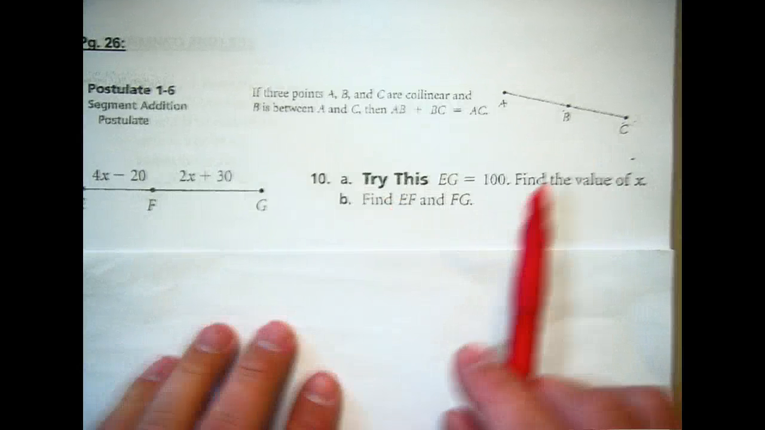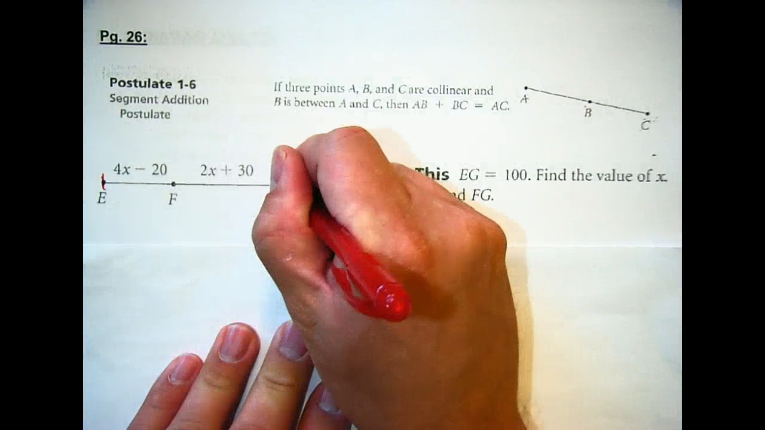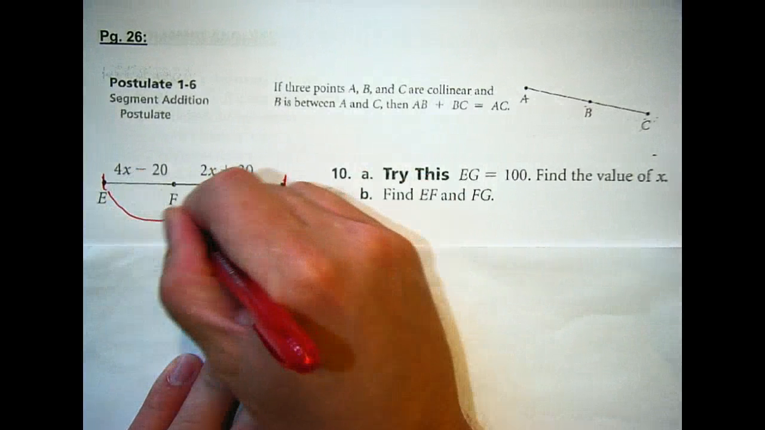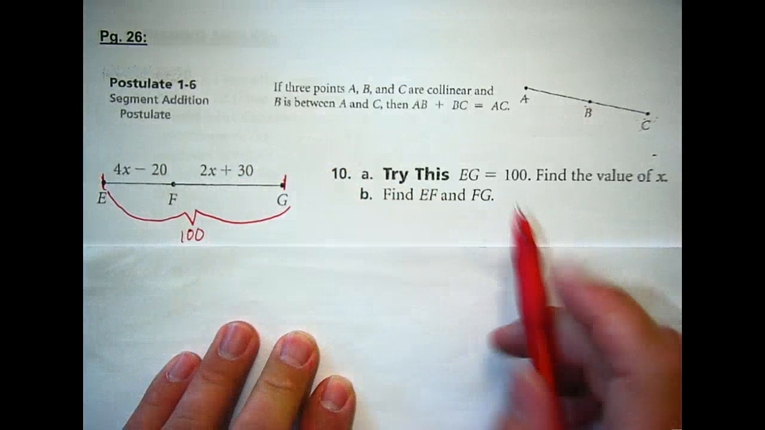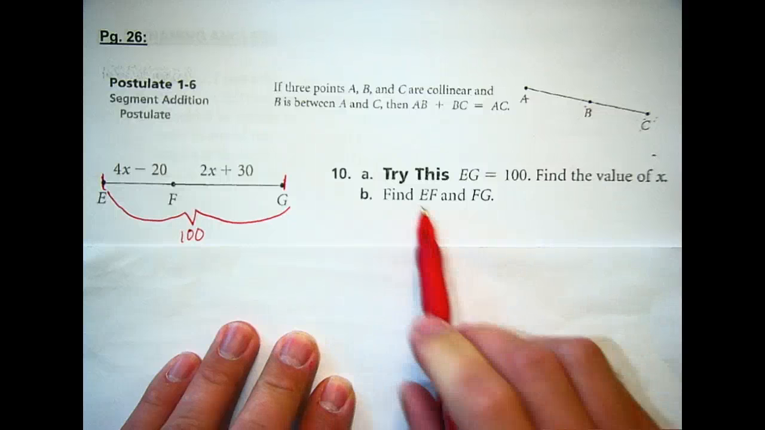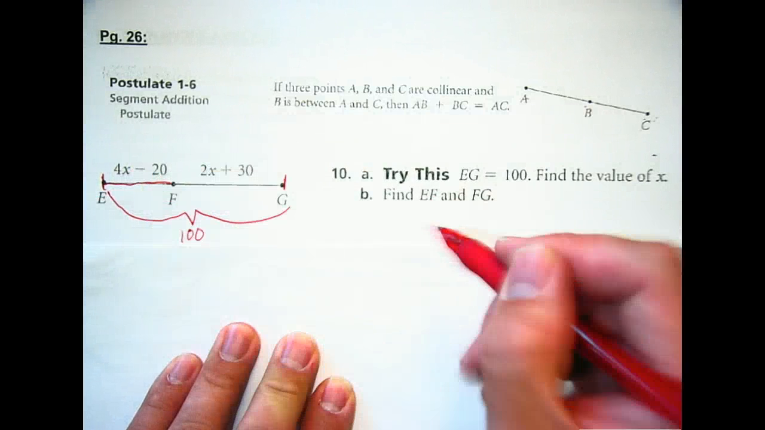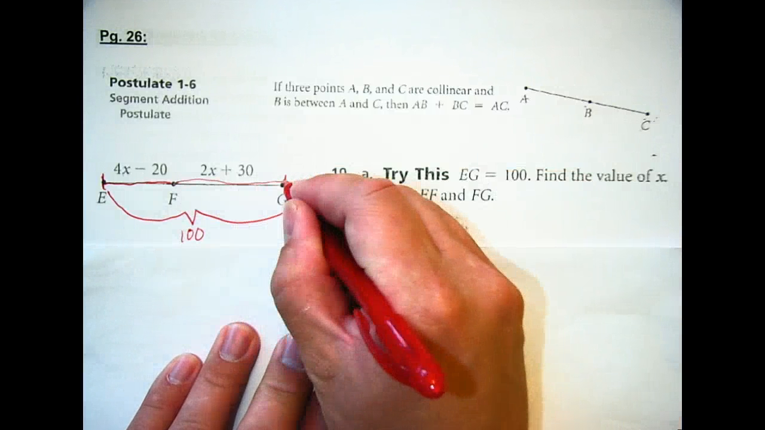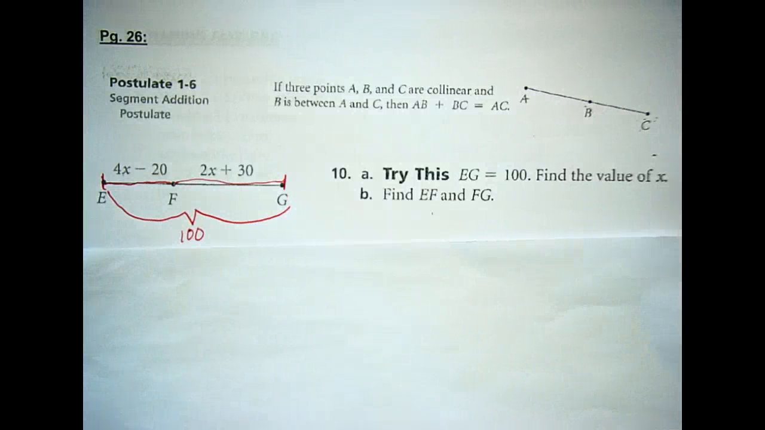Okay. So now we try to apply it. Try this. If EG equals 100, that means from here to here is 100. This is why I give you worksheets more in this class, so you can draw over them. Find the value of X, and then find EF, and find FG. Okay, go ahead and work with your partner. You get a few minutes there.